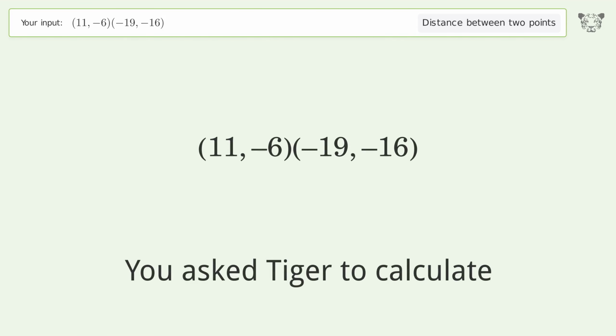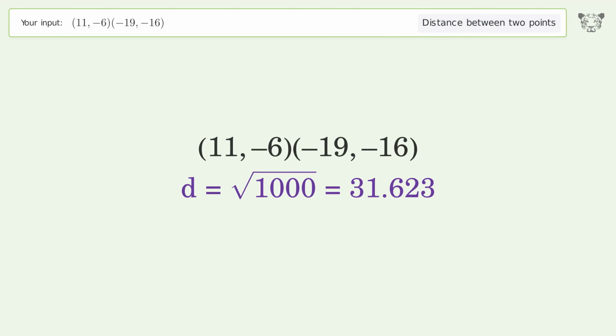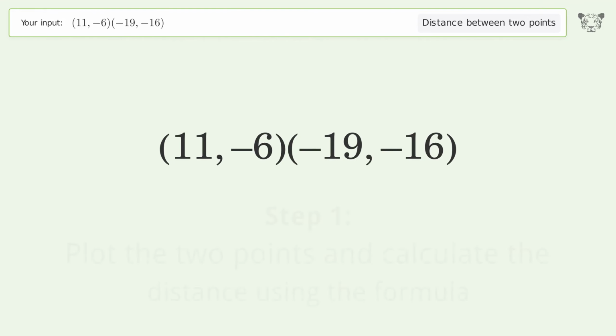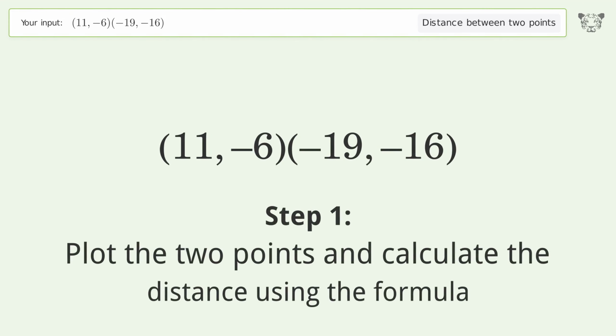You ask Tiger to calculate. This deals with the distance between 2 points. The distance between the 2 points is the square root of 1000, or 31.623. Let's solve it step by step. Plot the 2 points and calculate the distance using the formula.